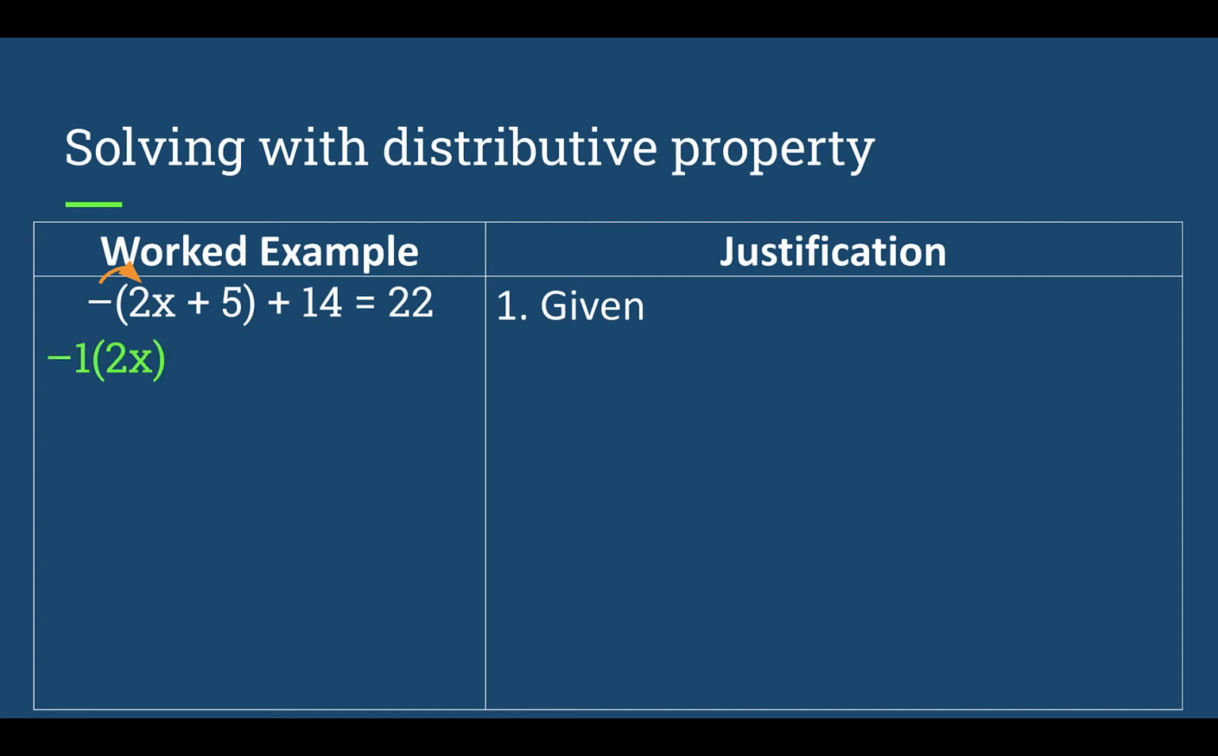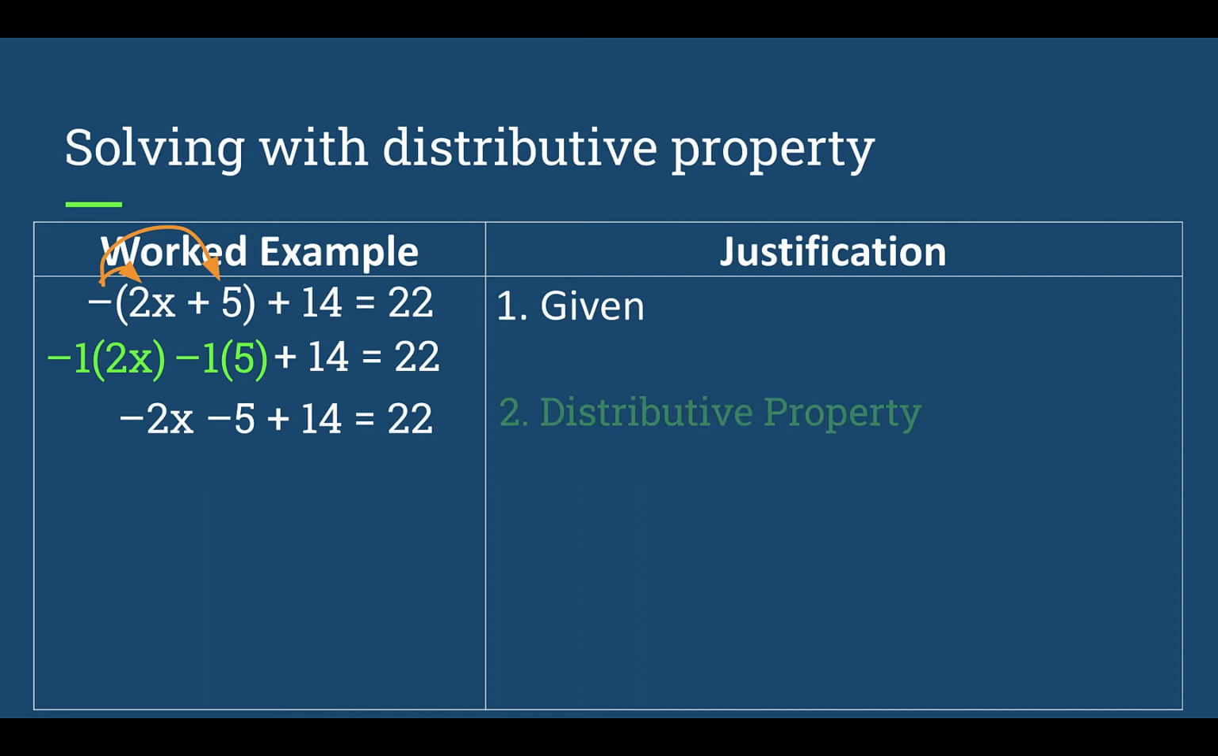If I do that, I'm going to do -1 times 2x, and I'm going to do -1 times 5. Bring down the rest, so plus 14 equals 22. What I end up with is -2x minus 5 plus 14 equals 22. What did I do to get there? I used the distributive property.